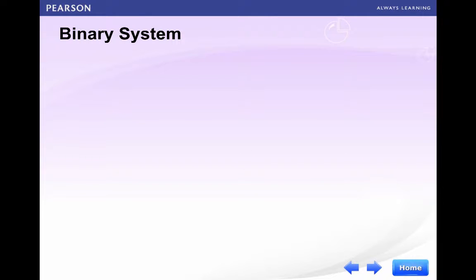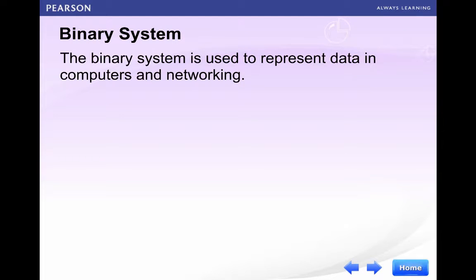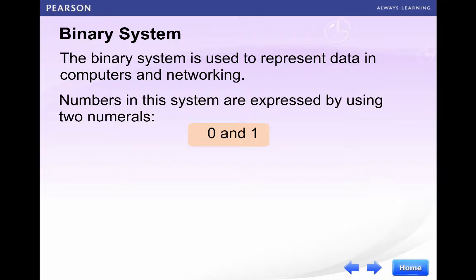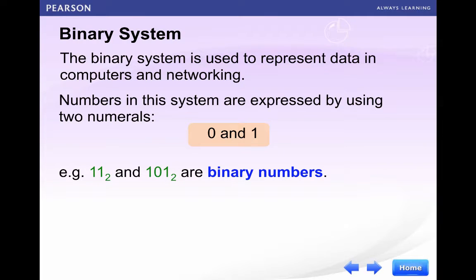And we will talk about the binary system. Binary systems, we usually use it in computers and networking. So in binary system, we only use two symbols, or we call them numerals. The two numerals are 0 and 1. So in binary system, you can only see the terms 0 and 1.